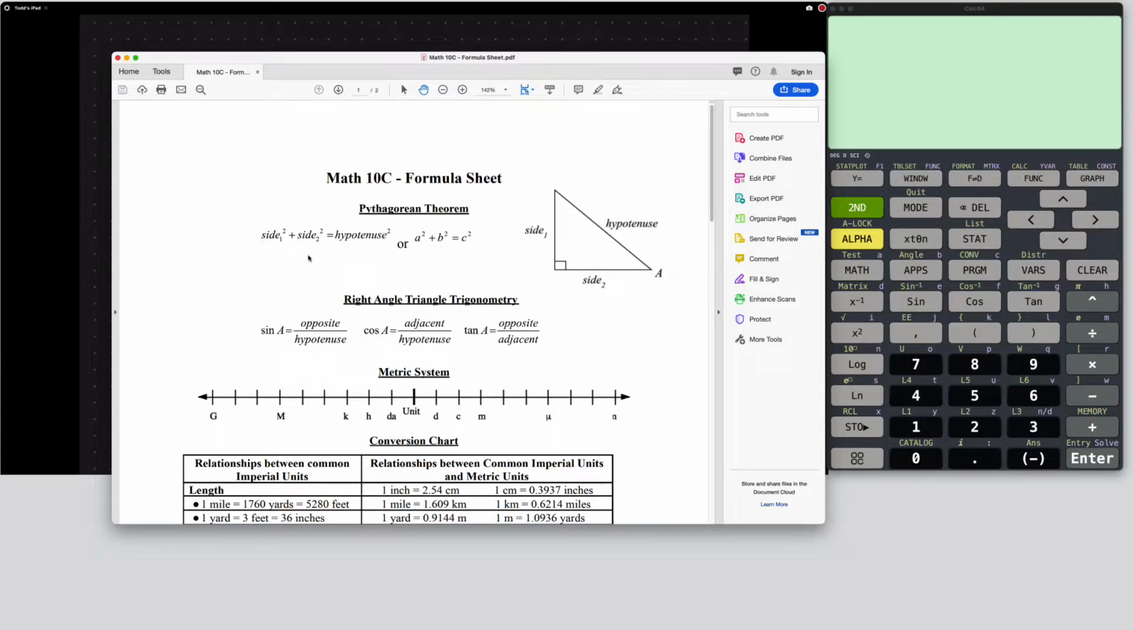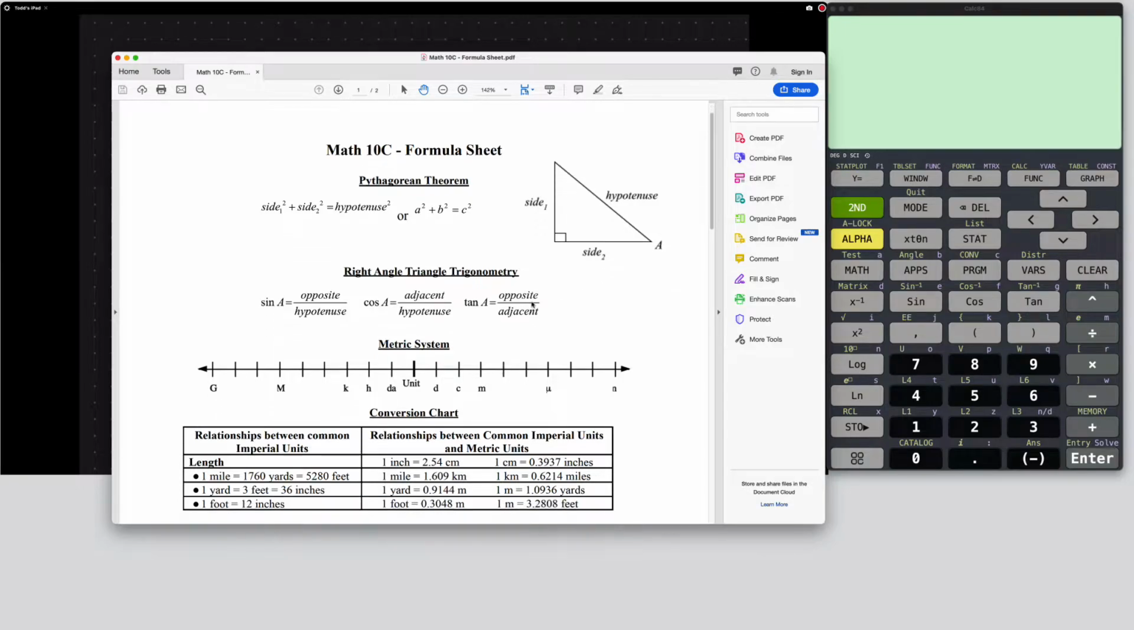Notice at the top, I'll just go over this really quickly, that the Pythagorean theorem is here. Side 1 squared plus side 2 squared equals hypotenuse squared. Remember that side 1 and side 2 will always be shorter than the hypotenuse, and that's usually laid out as a squared plus b squared equals c squared, and c is the hypotenuse. A and b can be either one of these sides right here.